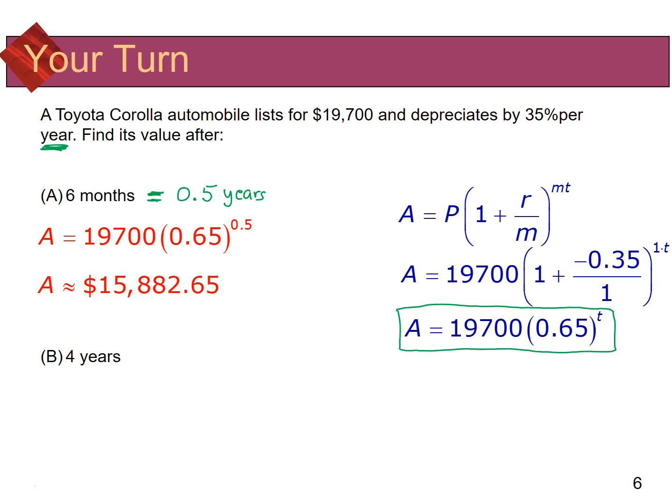So the next one, 4 years. Now this one's a little easier because I'm still using the same formula that I put in the green box next to there. The only thing that's different now is I'm putting in t to be 4. And when I calculate that, I get about $3,516.57. So that's what the value of this Toyota Corolla will be after these periods of time based on the information we have. And that's the end of this example.